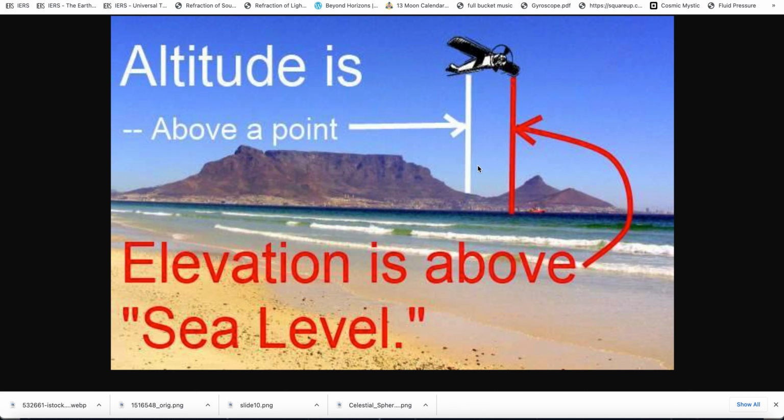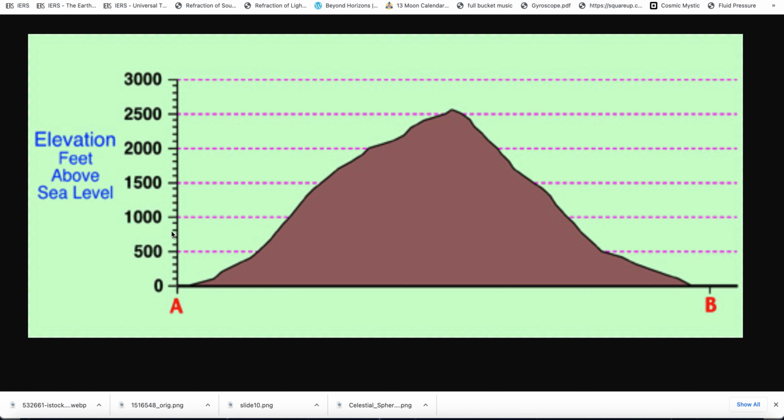It's connected to air pressure. Your altitude is based on the air pressure you're at. So yes, your altitude is above a point, but it's more to do with air pressure, right? If you want altitude, the altimeter measures air pressure. That's air pressure. But elevation is always above sea level, always. So all elevations are taken from mean sea level, right? Always.